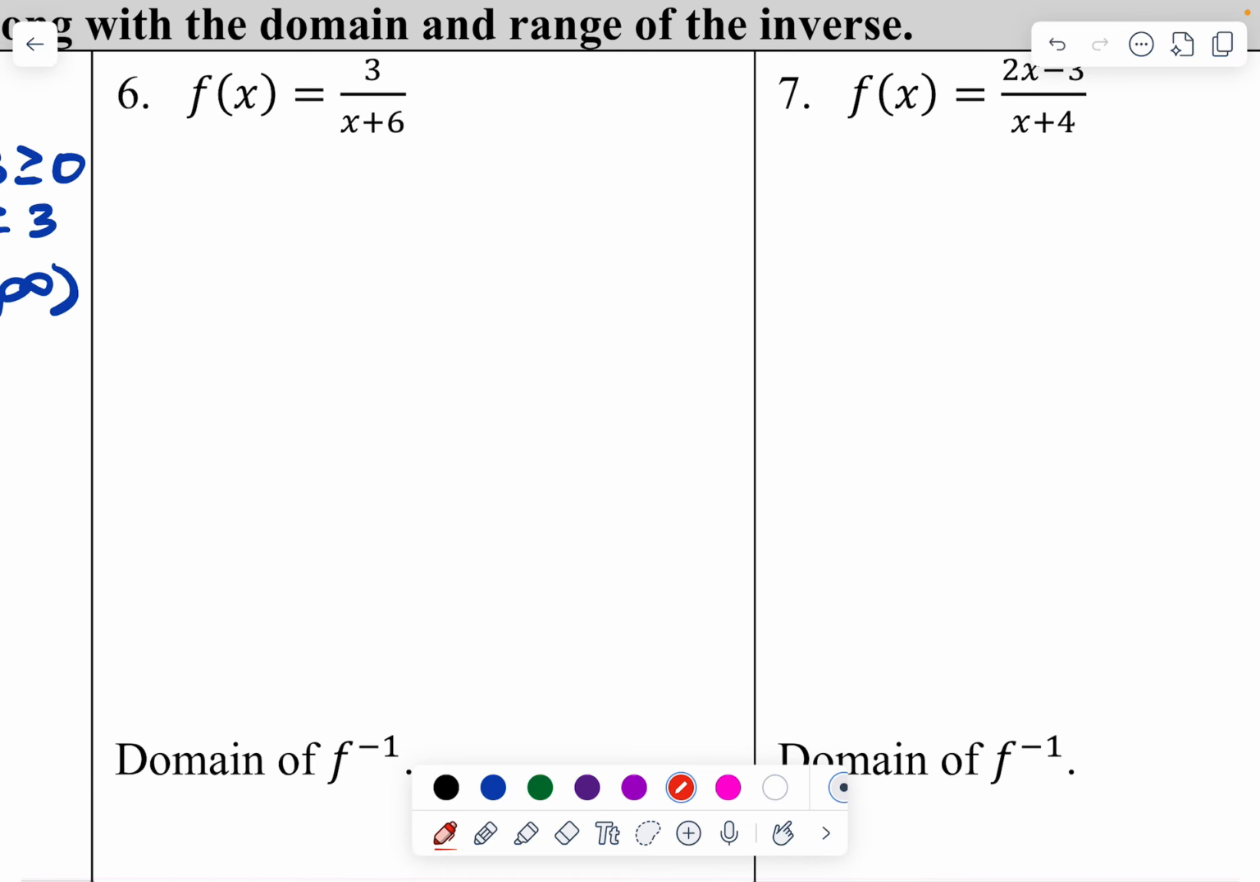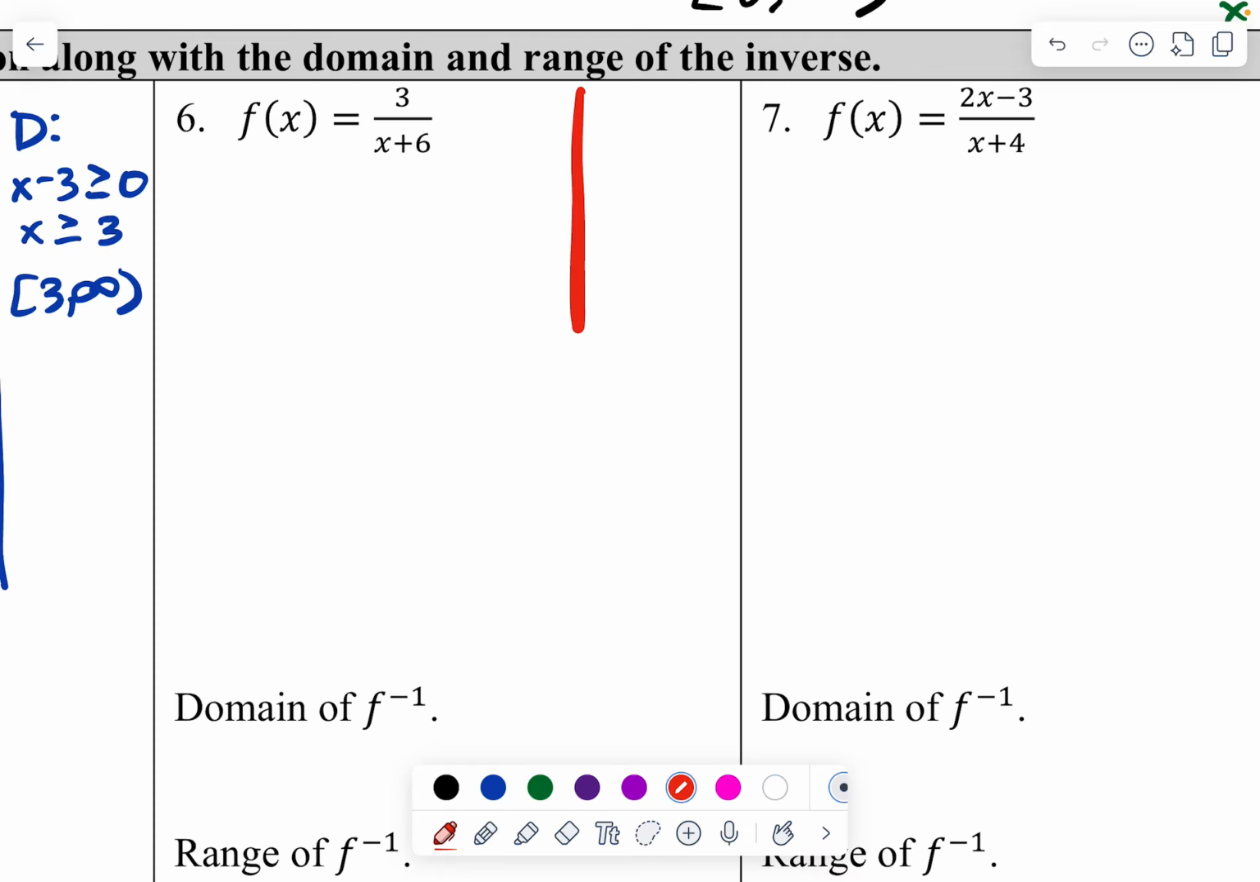Okay, let's look at number 6. Here's our function. Let's look for the domain. Remember, there is a red flag here. There's a denominator with an x in it. So the denominator, which is x plus 6, just cannot equal 0. So that means x cannot equal 6. Therefore, it can be from negative infinity to 6 and from 6 to infinity.